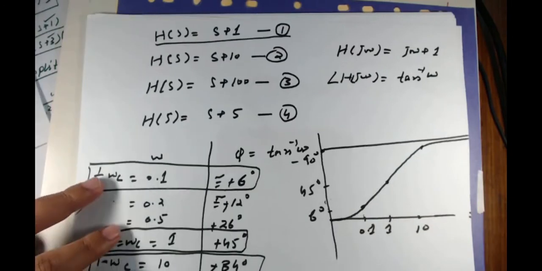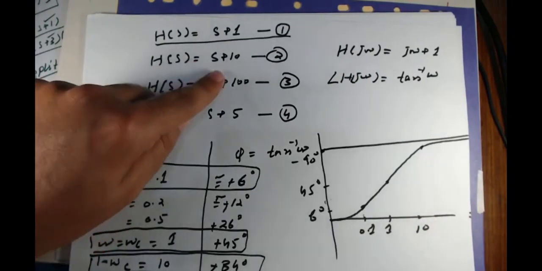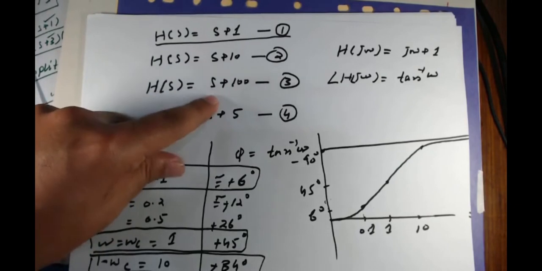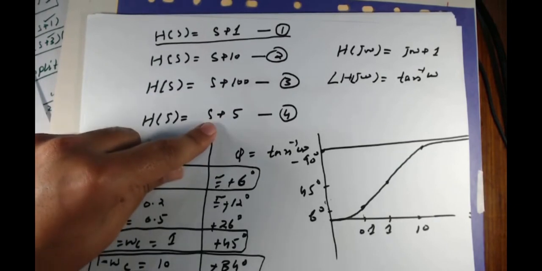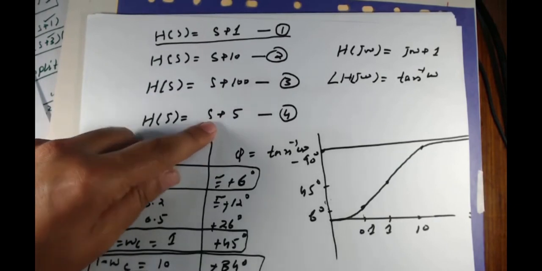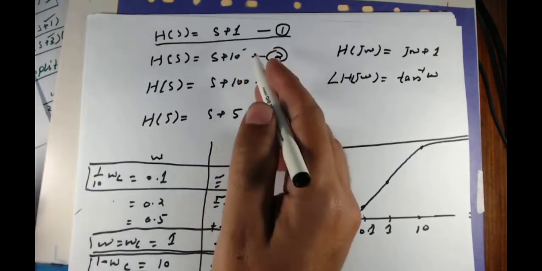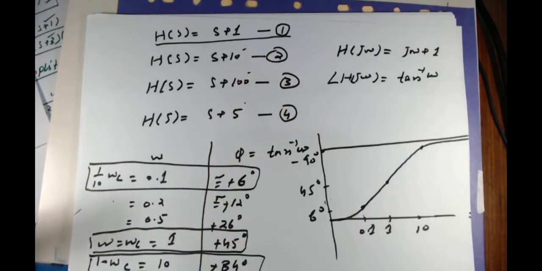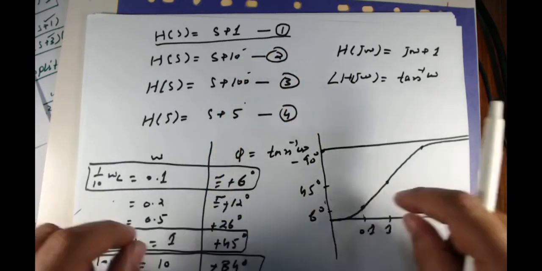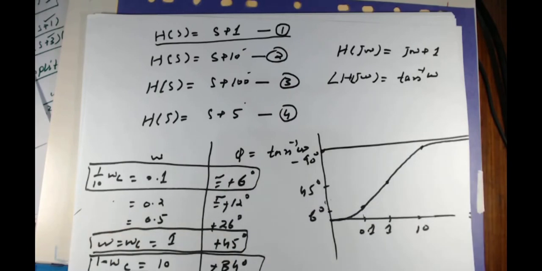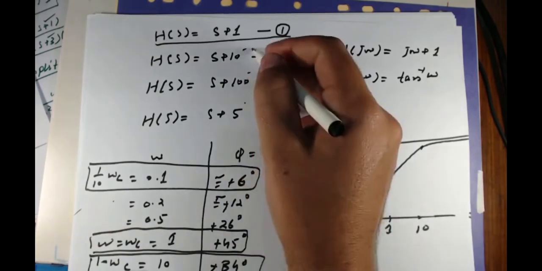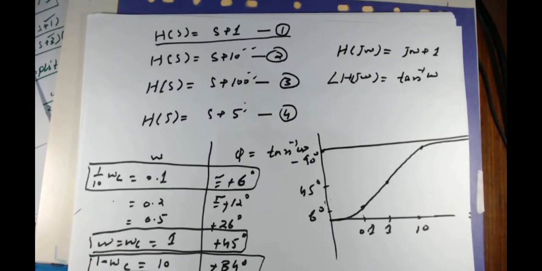Again, what will happen with s plus 10, s plus 100, s plus 5, you already know. You just need to know what omega c is over here, over here, and over here. Just move these points toward that omega c, and you will find this value and this value. So this is your home assignment.